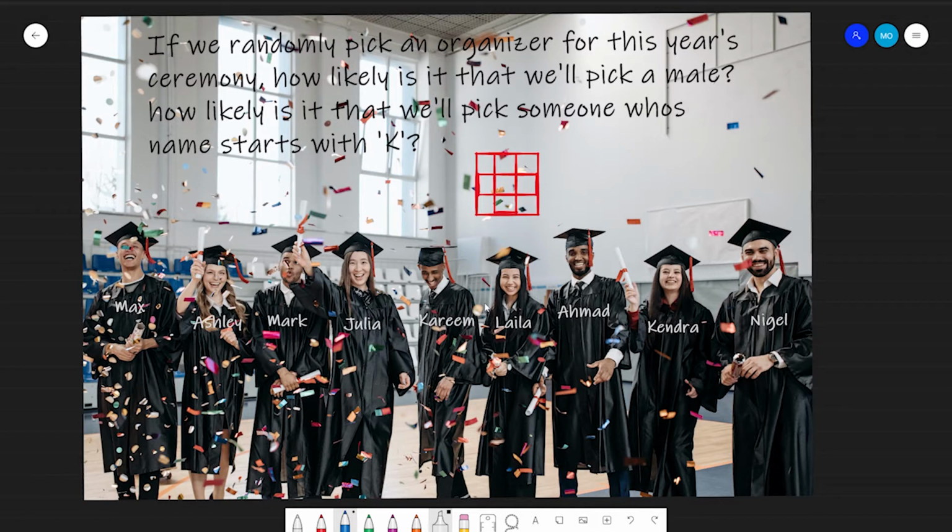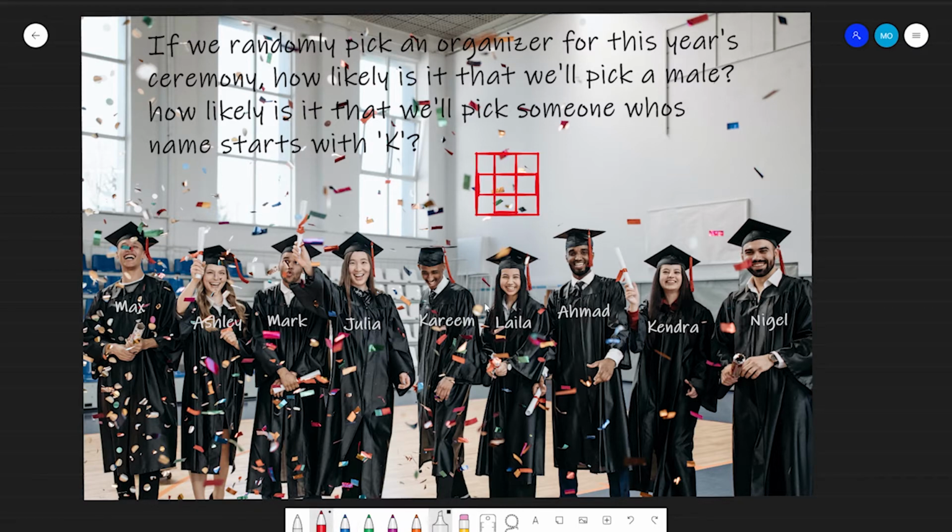If we randomly pick an organizer for this year's ceremony, how likely is it that we'll pick a male? And another question is, how likely is it that we'll pick someone whose name starts with a K? Now, since we're picking randomly, it means that each one of these graduates is equally as likely to be chosen. To visualize this problem, I've drawn here a square that represents the whole area of possibility. So it's not possible to get any point outside of the square. And it's partitioned into 9 equally sized parts, each representing each student.